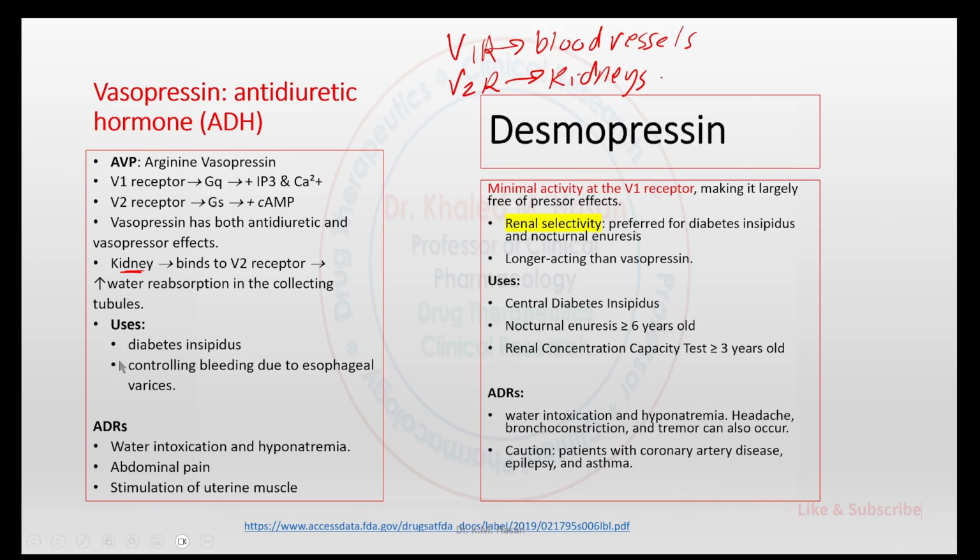Vasopressin could be used for diabetes insipidus. Vasopressin could also be used to control bleeding due to esophageal varices. So two cases: number one, diabetes insipidus. Number two, controlling bleeding due to esophageal varices. Because of the antidiuretic effect, patients may suffer from water intoxication, hyponatremia, abdominal pain, and stimulation of uterine muscle contraction.